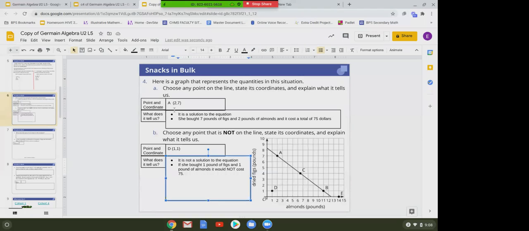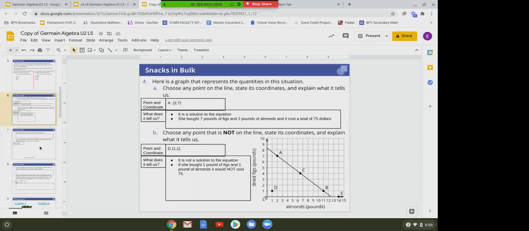Good. For the on the line one, you could have also chosen C and B, which respectively are 6.5, 4 and 11, 1. And those would both cost $75. Both of those are solutions, and they both cost $75. The points that fall on our lines, in general, points that fall on the lines are solutions to the equation. Points that do not fall on the lines are not solutions. If you're looking at it, there's a lot more points here that are not solutions than are solutions for this one, if we're looking just at this first quadrant here, okay?